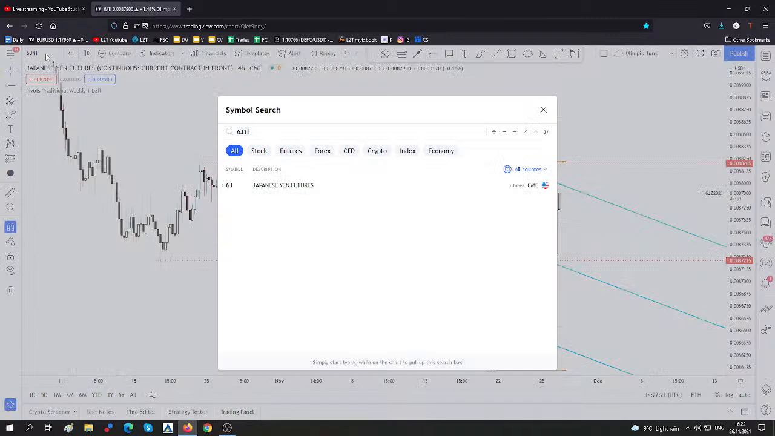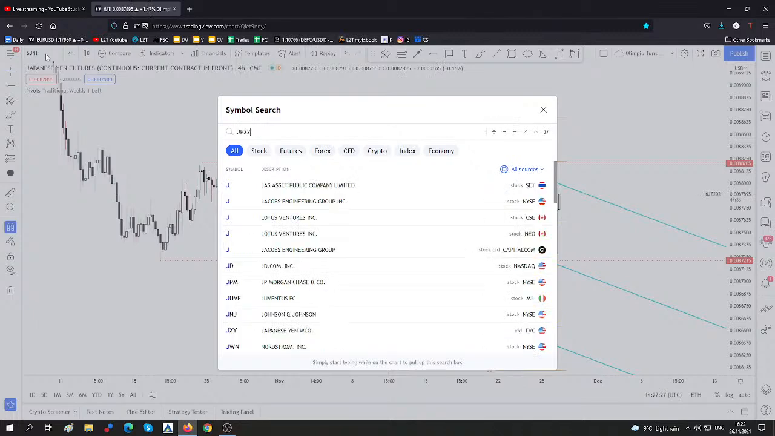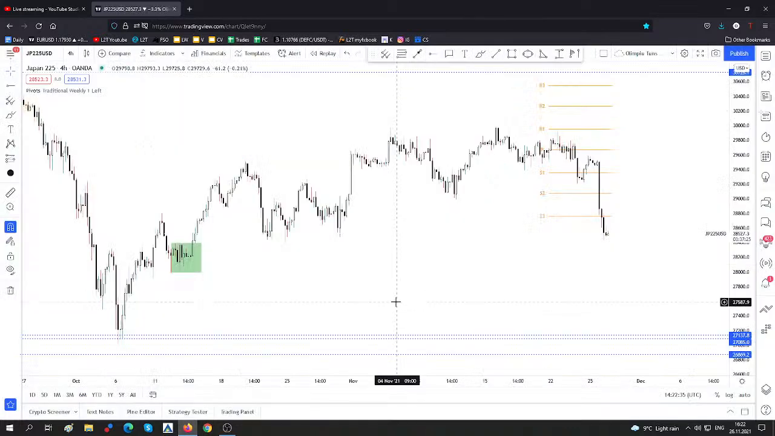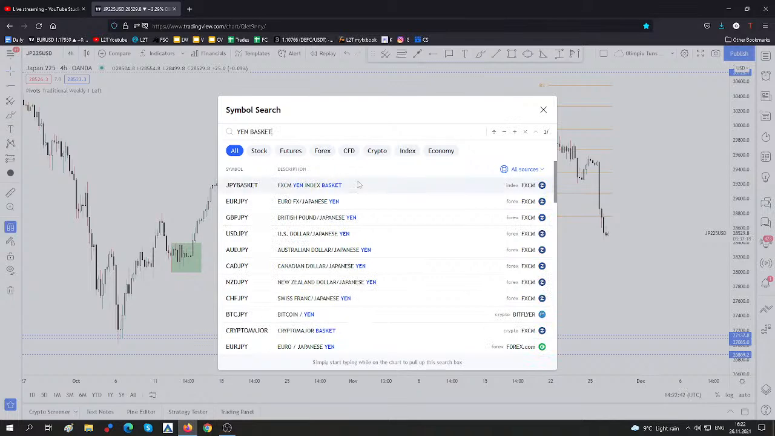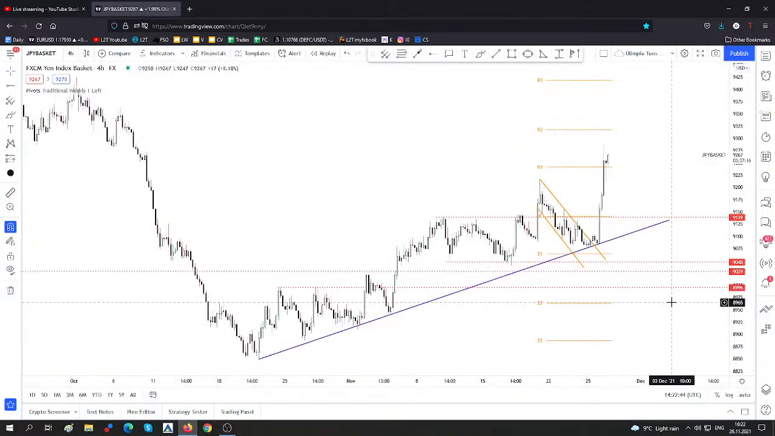Let's take a look at the Nikkei. Here we had the sell-off, right? And when the Japanese stock index, the Nikkei, drops, then maybe the Japanese yen will appreciate versus its rivals. Also the yen basket, let's take a look. We had a strong rally here as well. So it's a drop within this channel, breakout, and strong rally.